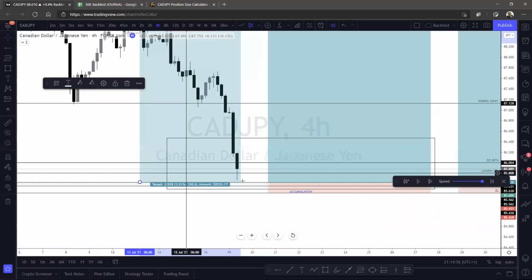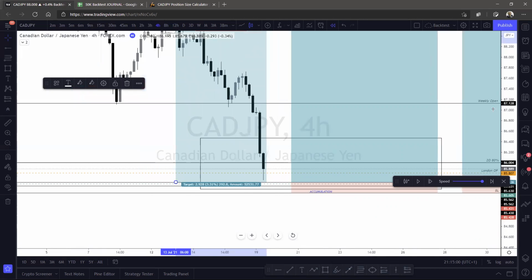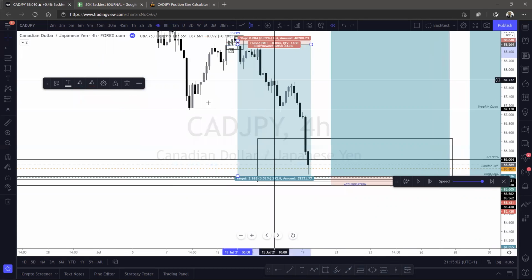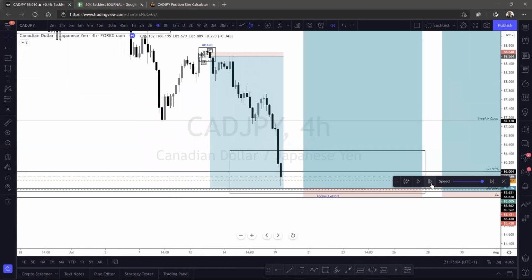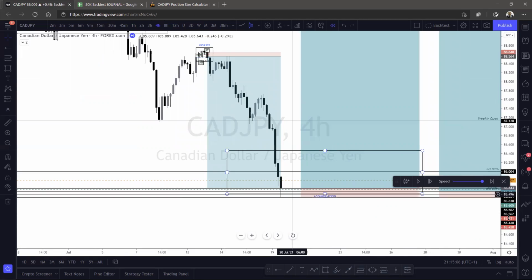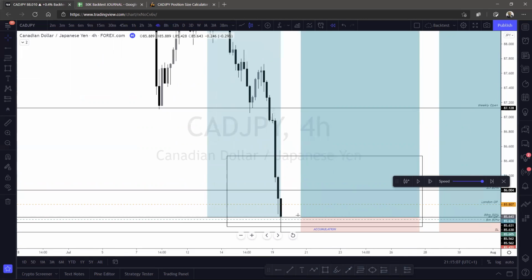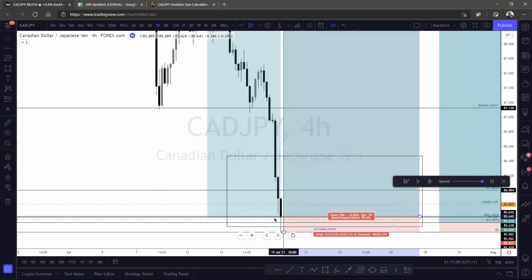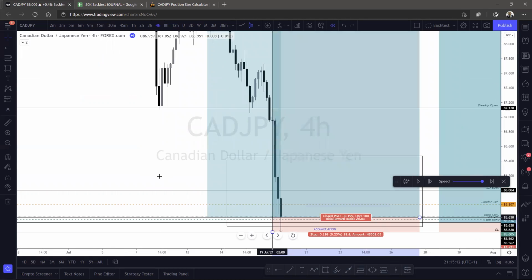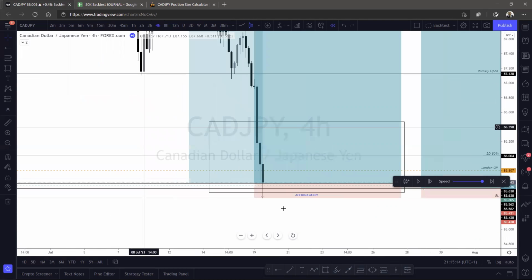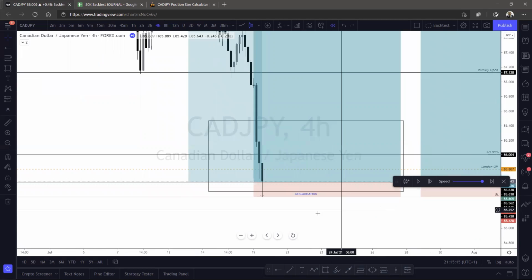TP you hit, and then your entry would get hit. If you do that, that's a 34 to 1. And see if it did hit. Okay, so this one says stop loss hit. We'll look at that in a minute.